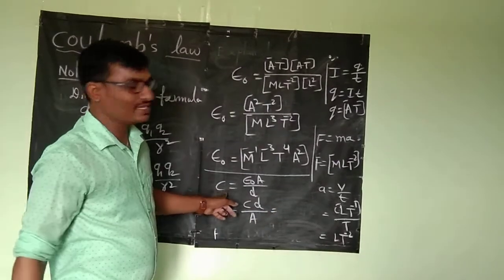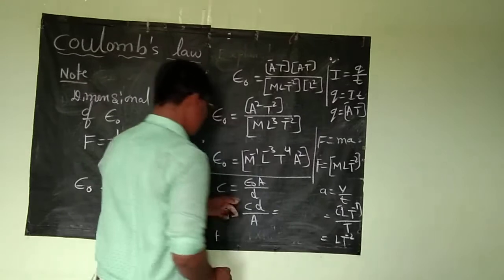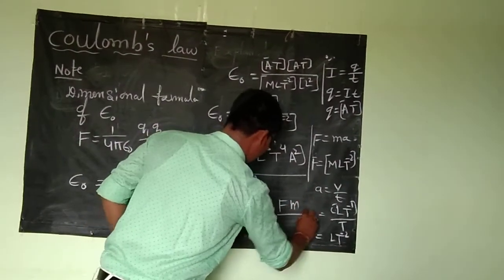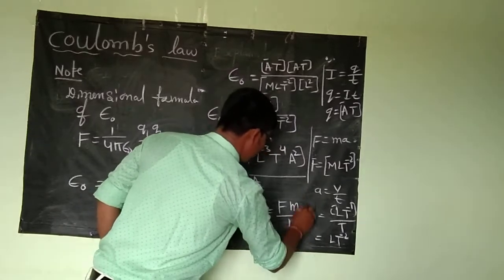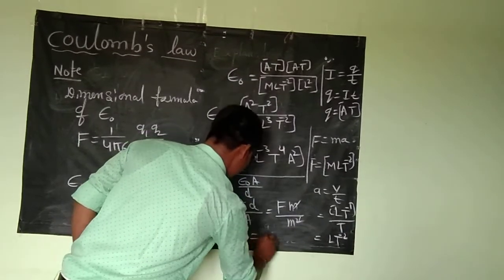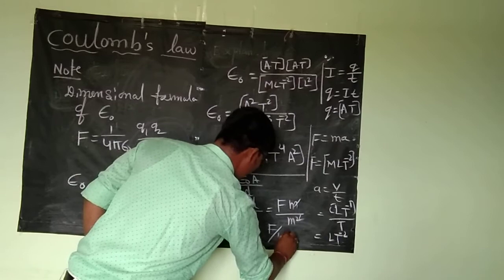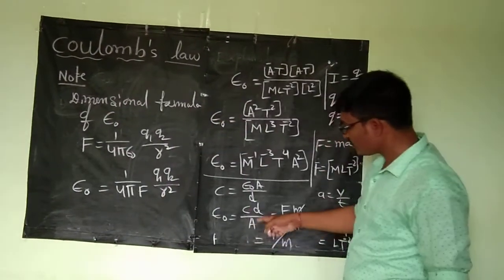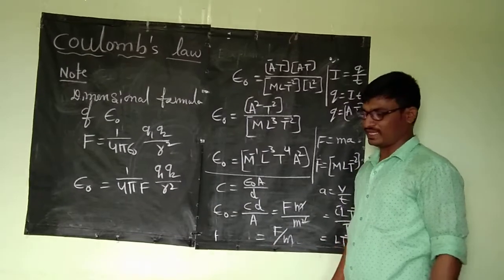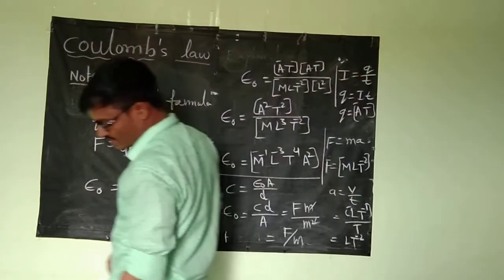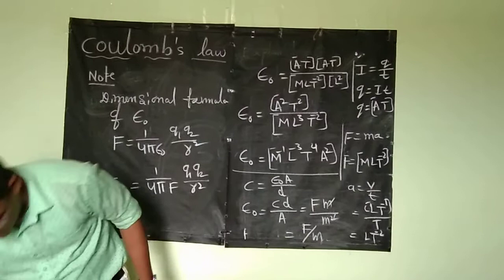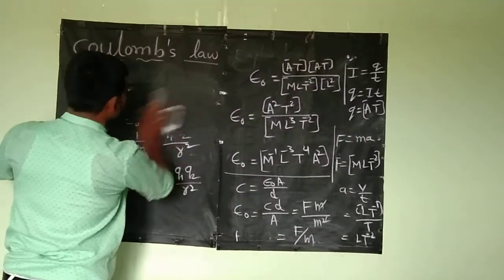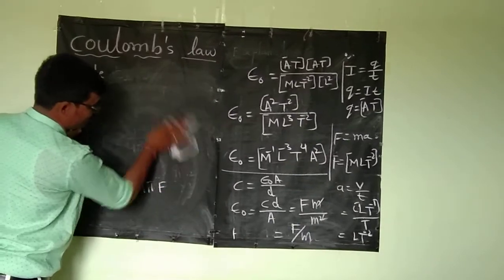C is the capacitance. Capacitance unit is farad, distance is meter, area is meter square. One meter gets cancelled, so farad per meter is also one of the units for permittivity of free space. So you have to remember all those concepts here. Now we discuss some more concepts about Coulomb's law.